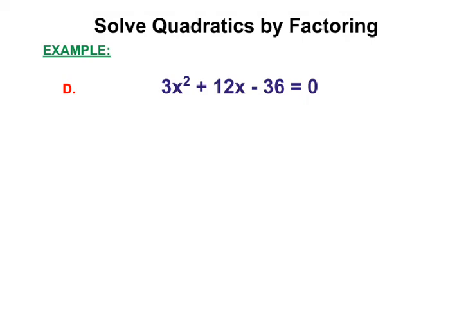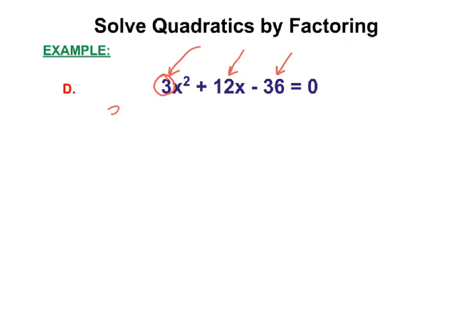This is the next example, solving the quadratic by factoring. And here we have a leading coefficient, and that leading coefficient is 3. But if you notice that 3 is a factor of both 12 and 36. So if that leading coefficient is a factor of the other two coefficients, or the coefficient of the x and the constant in the problem, you can factor it out.